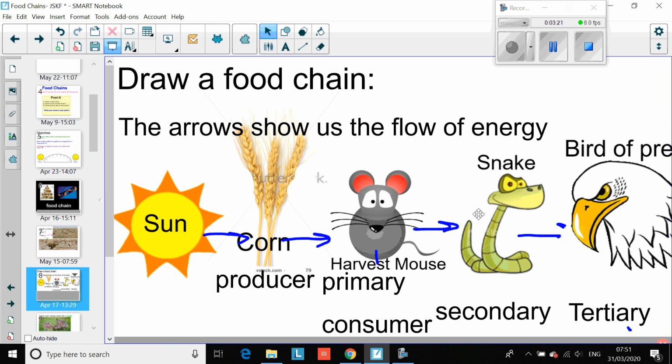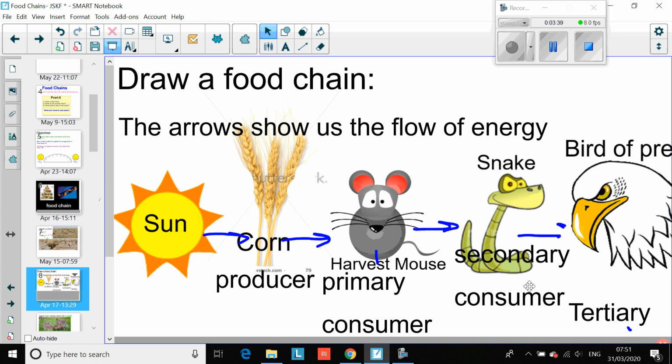Then you have things that eat the primary consumers to get their food. So that might be, in this case, the snake eating the mouse. Okay, so a snake is a secondary consumer and they are predators. You could also describe them as carnivores because they eat the meat, the mouse. So a snake would be an example of a secondary consumer in this food chain.